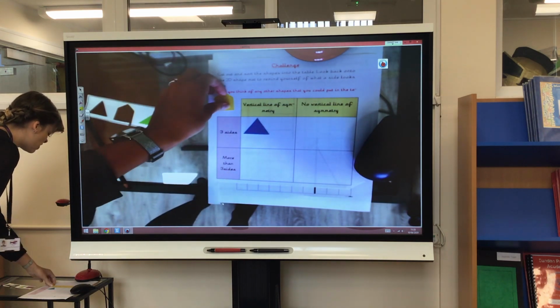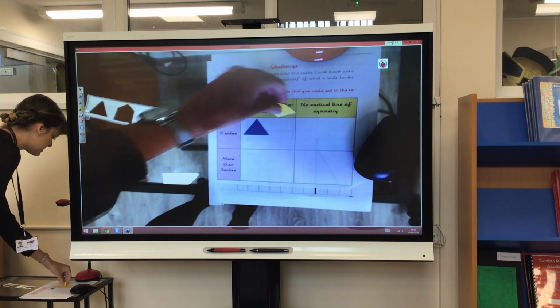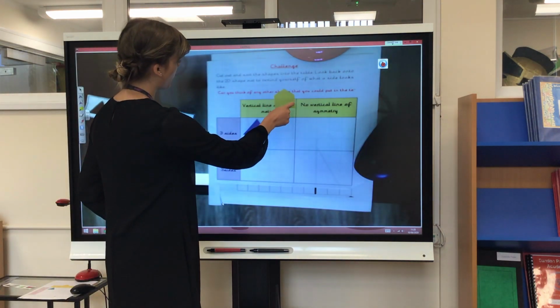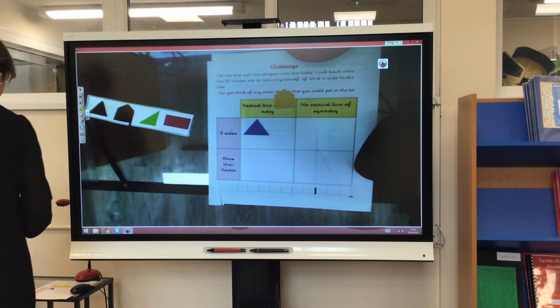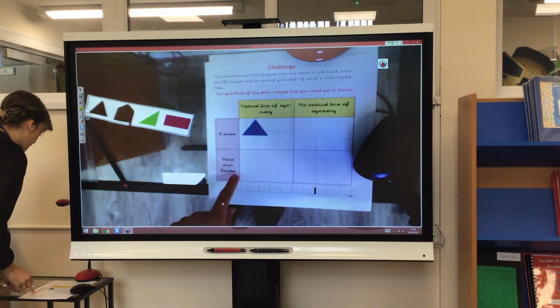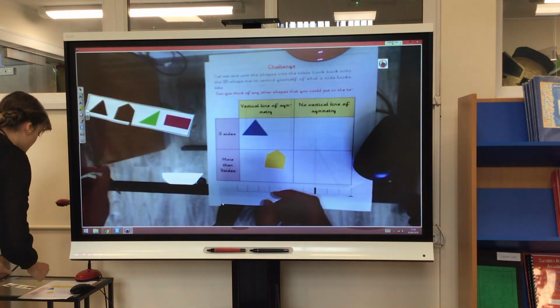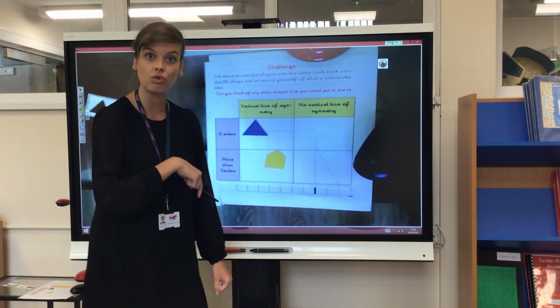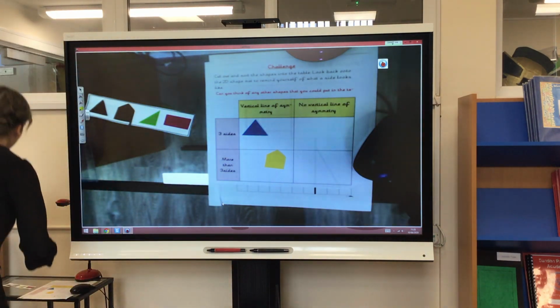Now I'm going to have a look at this shape. Now this shape has got, let's see how many sides this shape has got. 1, 2, 3, 4. Oh, so it's 5. So it's not going to be on this row anymore. It's going to be on this row. More than 3 sides. Now we haven't drawn a vertical line of symmetry on this shape, but if you really want to help you can draw it onto it.